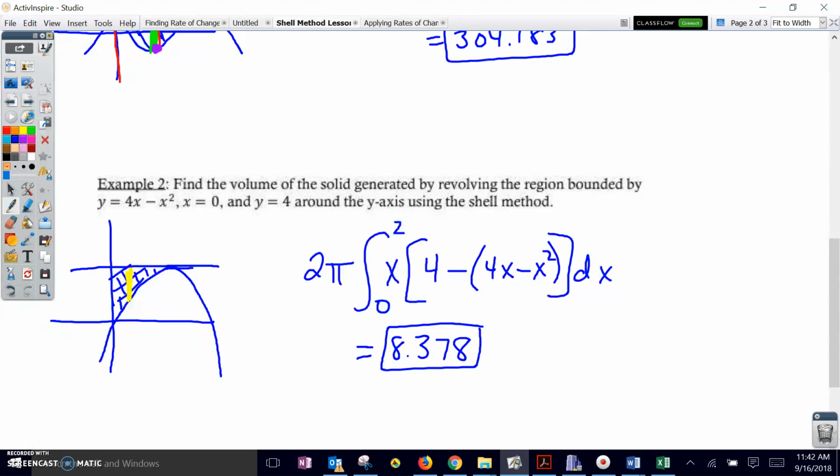All right, so that's how we can use the shell method to find volumes of solids revolving around the y-axis. We'll look at the same concept only going around the x-axis in the next video.